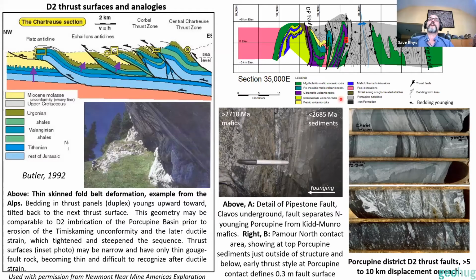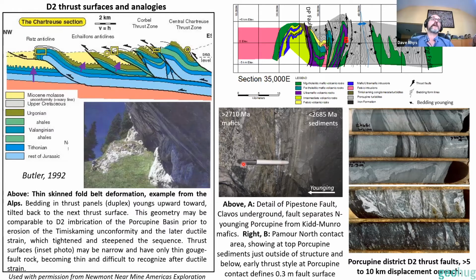And to give you an idea of how subtle some of these things can be in drill core, if you don't know that they're there, this image in the middle is of that Pipestone fault you see in the upper right there. This is a view looking the opposite direction, but on the right is the Porcupine sediments, less than 2685 million years old, with a younging direction to the left, which is to the north. And on the left, these are the Kidd Munro volcanics, which are much older. So the sediments are younging towards the volcanics, which means the area of that pen is a major older thrust. But it doesn't look like anything, really. It's got a little ductile shear zone on it.